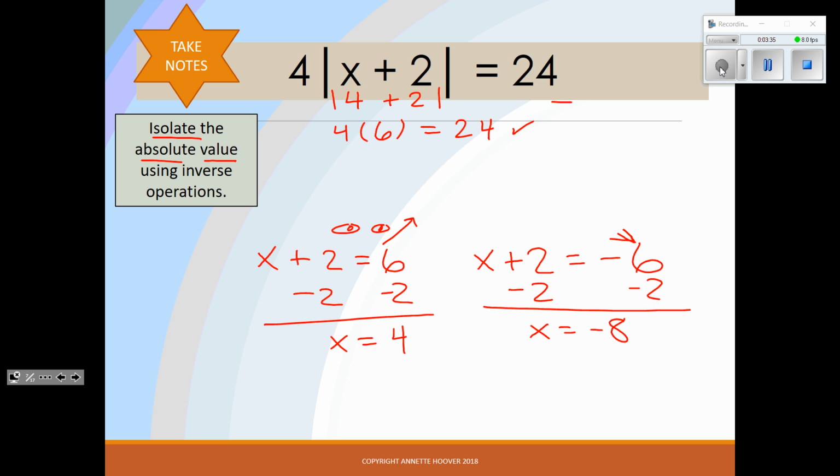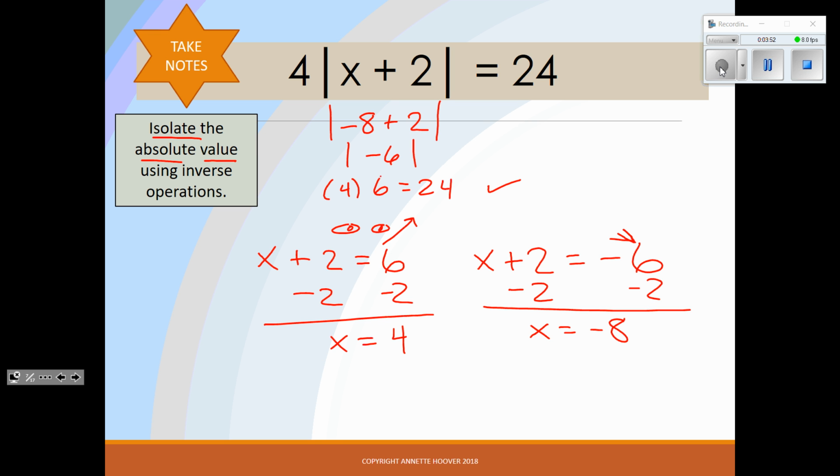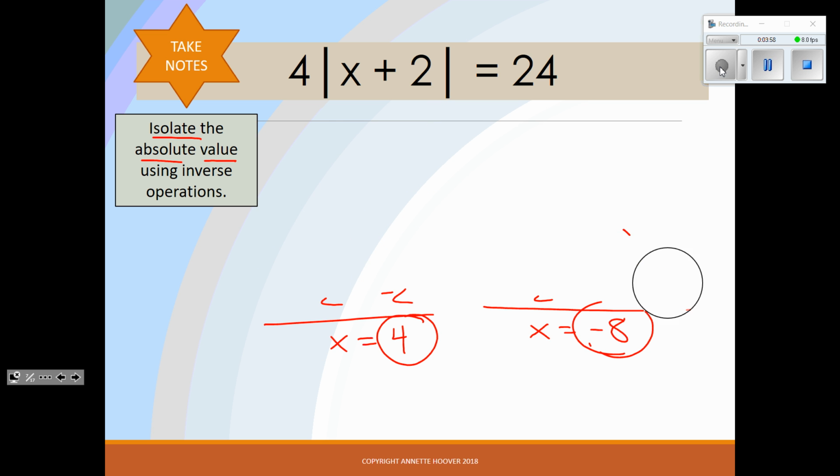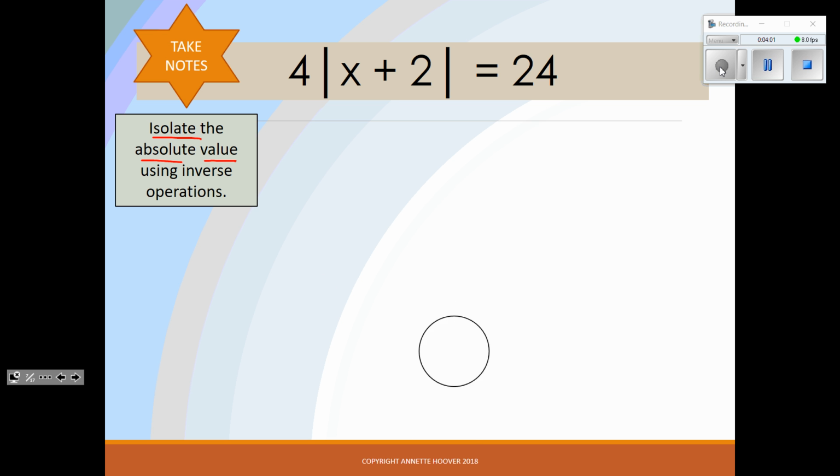So that checks. What happens when we plug in the negative 8? Does that check out? Negative 8 plus 2 is negative 6, but the absolute value of negative 6 is 6. So again, we have 6 times 4 equals 24. So both of those numbers check out. So there are two solutions. So we're going to be setting up two equations with two solutions.